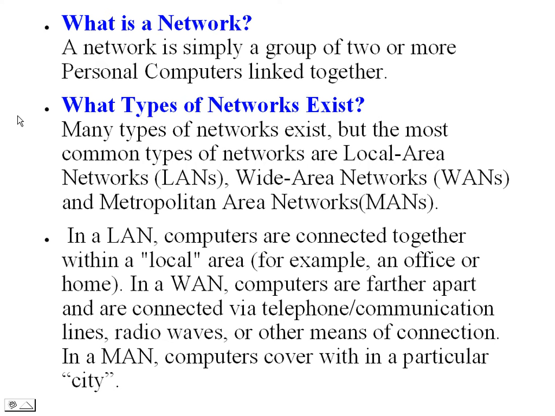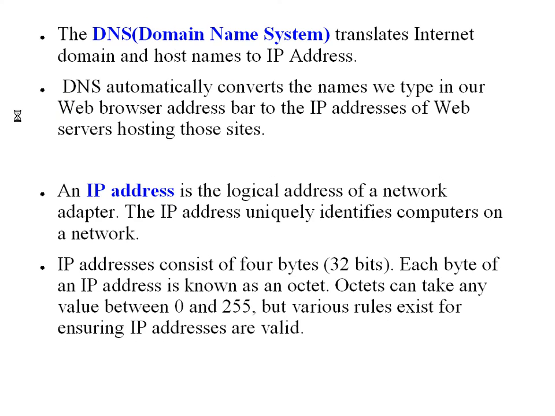In a LAN, computers are connected together within a local area, that is, within an office or home. In a WAN, computers are farther apart and are connected via telephone or communication lines, radio waves, or other means of connection. In a MAN, computers cover a particular city.